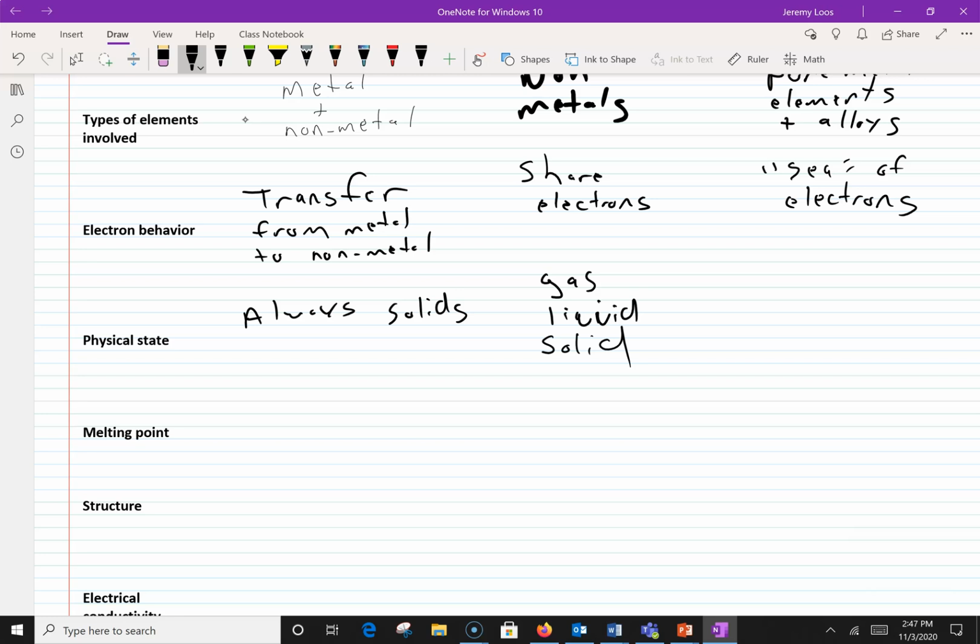What should I put for metal? What are those? Solids, liquids, or gases? Solids. Except mercury. Mercury is a liquid metal. It's that blue one up there. Yeah, it's blue up there on the periodic table.